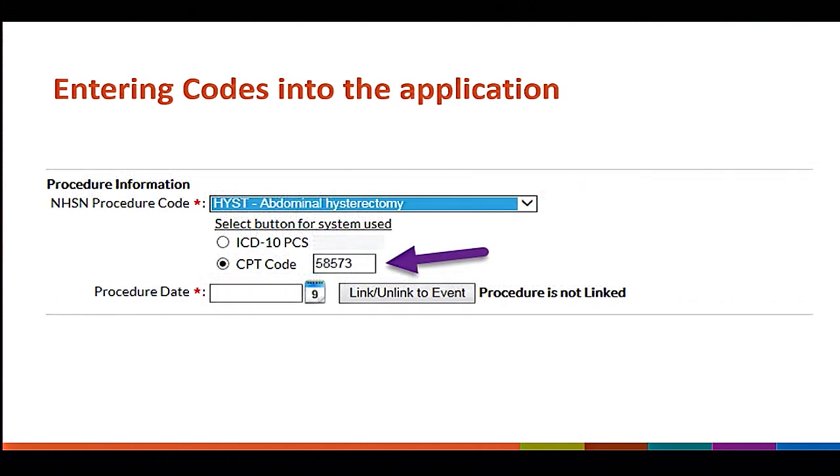In this example, the NHSN procedure code HIST was entered first, and then the user entered the CPT code of 58573. This was accepted without an alert because the CPT code 58573 is one of the codes that's mapped to the HIST category on the CPT coding document. This is another way you can confirm that your codes are mapping to the category you think they're mapping to.